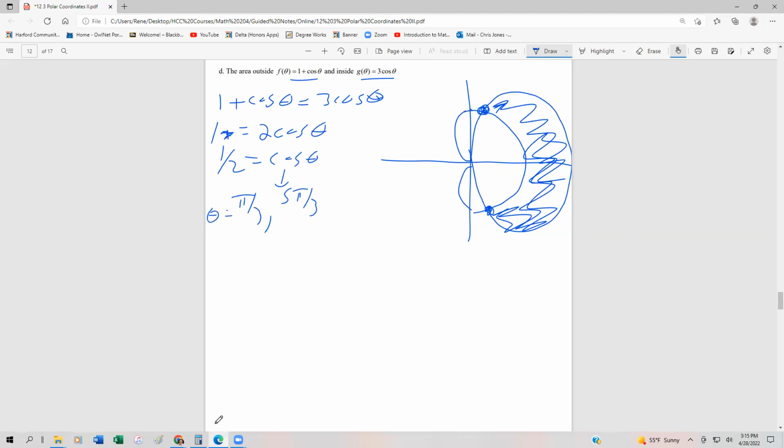What might be easier is to remember that 5 pi thirds can be written as negative pi thirds. So if we think of the initial point A as negative pi thirds and B as pi thirds, those are our angles. Think about it this way: going from the pole, this is our theta of negative pi thirds, and this is our pi thirds, but of course right in the middle is 0. So what we can really do is just look at half of the area and then double it.